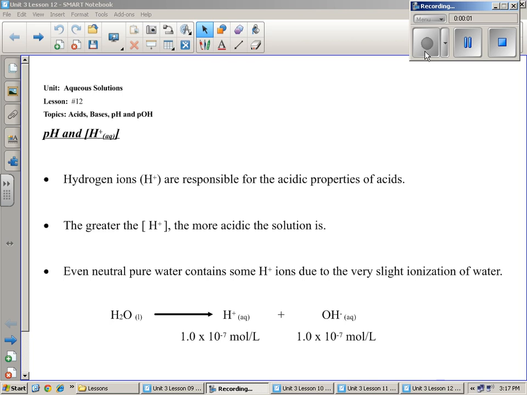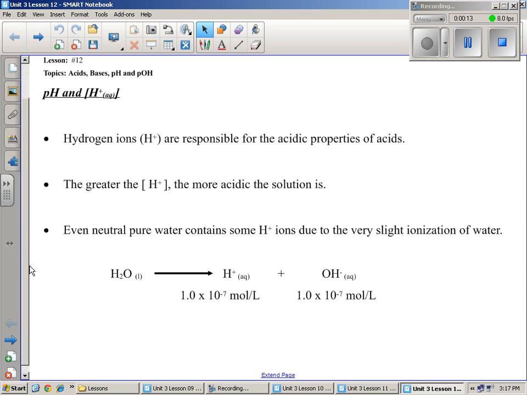And eventually we're going to calculate some pH values for these. So we're actually going to figure out what the pH of this acid or base or whatever solution is. Okay? So, here we go. pH, and what do these square brackets mean here, guys? What do square brackets mean? Concentration.